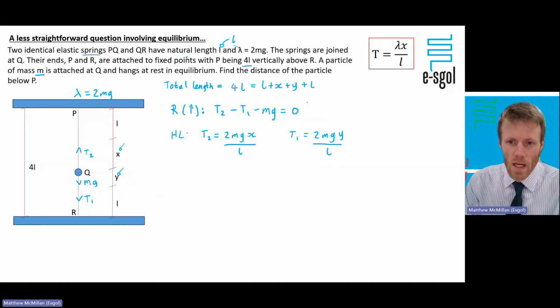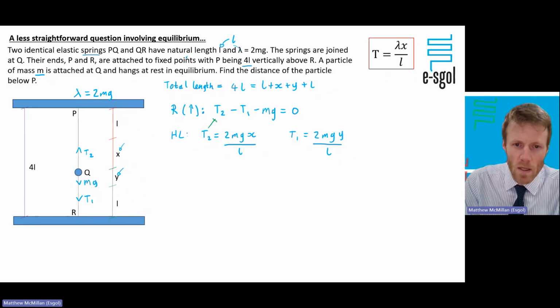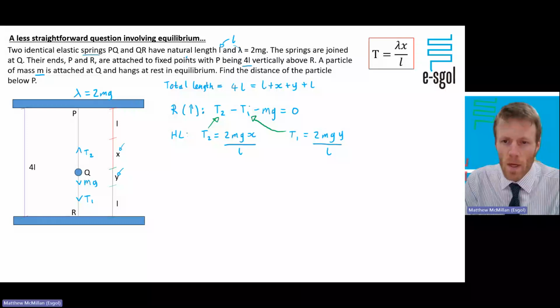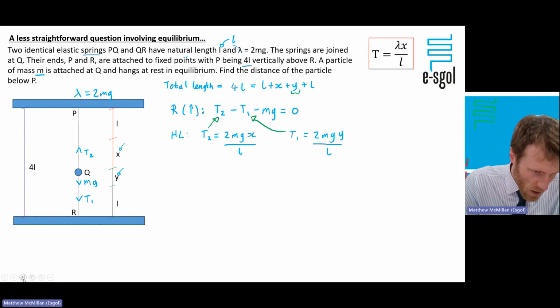Now I'm having a look at these, and I want to combine a lot of these together. So it looks like I could use this in my formula here for T2, and T1 I could use in the equation here. The thing that I would like to get rid of is either one of the x's or one of the y's, and here I can see I've got a y. What I'm going to do is rearrange this. So let's do this next to this.